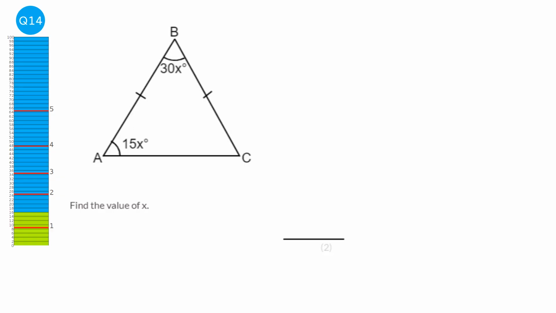First of all, we're going to work out what angle BCA is. And the way of working this out is it's going to be the same as what BAC is, because the bottom 2 angles in an isosceles, when it's pointed up, are equal. So this is also going to be 15x. Make sure you state the reason. So it's an isosceles triangle.